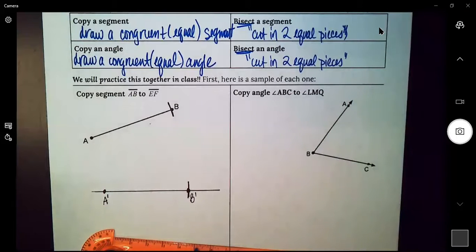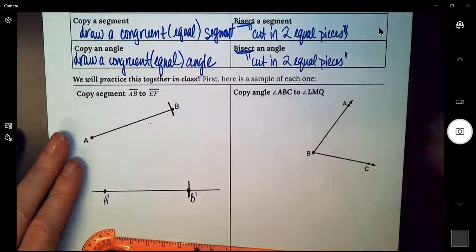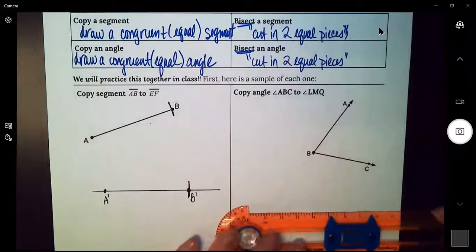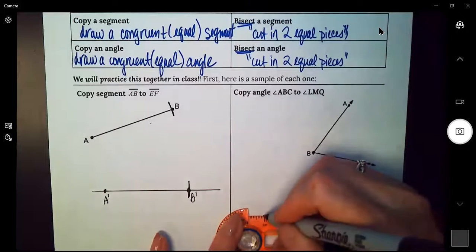So let's copy an angle. This one's a little trickier, but same thing. Here's my angle ABC. So I have my vertex, angle B, kind of the center of the angle. I need a place to copy it. So same thing, I'm going to give myself a place to copy the angle.